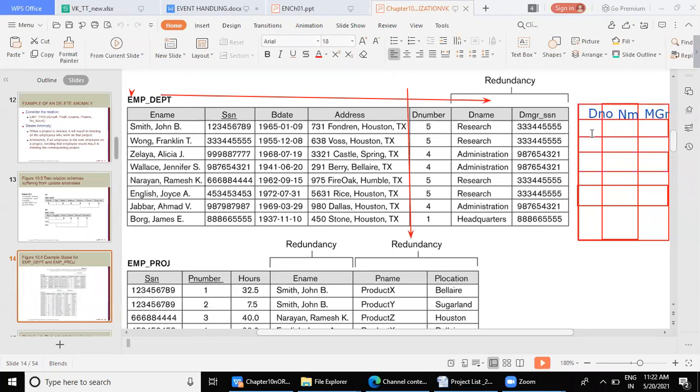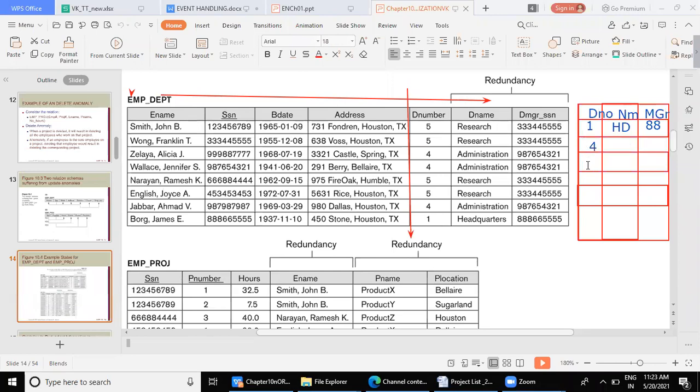Now in this case, how will the information be stored? Department number 1. What is the department number 1 name? Headquarters. So I'll write only HD. And then the MGR number, I will not write, but you understand. I'll just write 88. Then which is the second department? Which is another department here? Fourth, Administration.